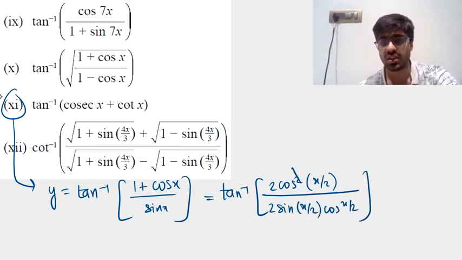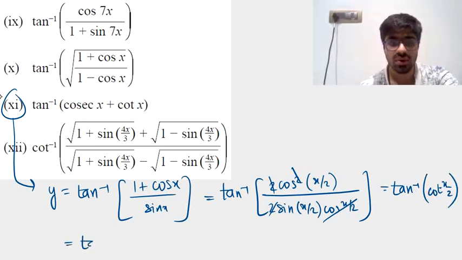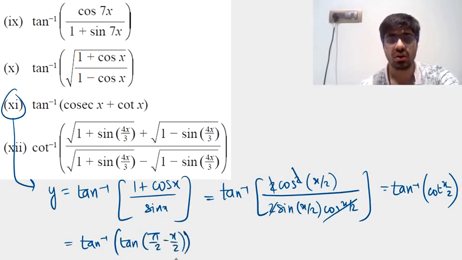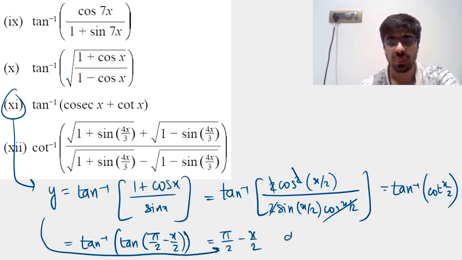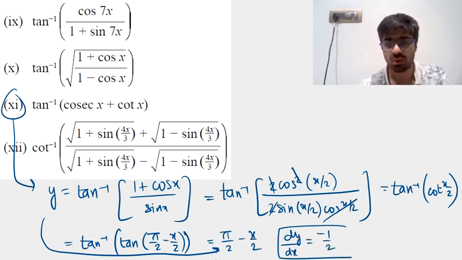So cos x by 2 gets cancelled up and down, 2 gets cancelled up and down. This is tan inverse of cot x by 2. And this will be tan inverse of, cot will be written as tan of pi by 2 minus x by 2. Tan inverse of tan is going to cancel each other. So we are left with pi by 2 minus x by 2. That's the entire expression for y. So dy by dx will be 0 minus 1 upon 2. That's simply minus 1 upon 2.